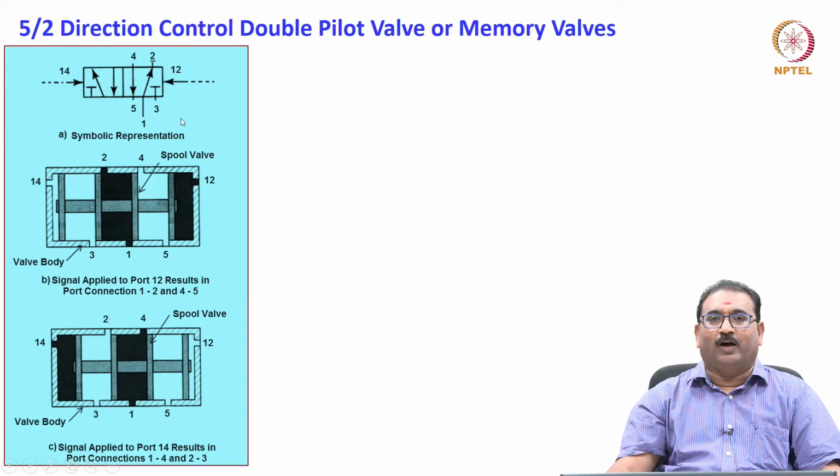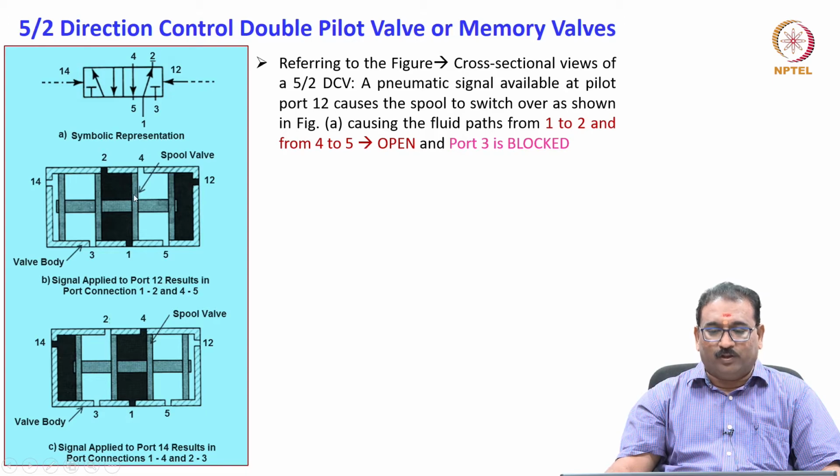Now I will show you how they work. Referring to the figure, this is a cross-sectional view of the 5x2 way valve. This is the valve body, which has ports 2 and 4 as the actuator ports, C1 and C2, what you will call. Then 1 is the pressure port or power source. 3 and 5 are the exhaust ports. You have seen this already in the last class.